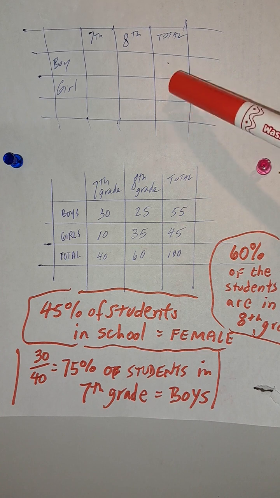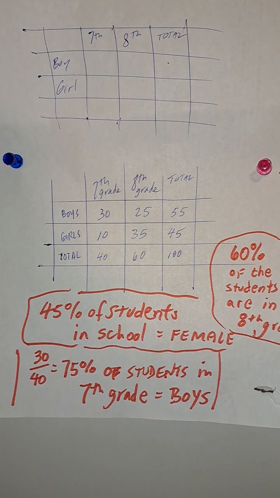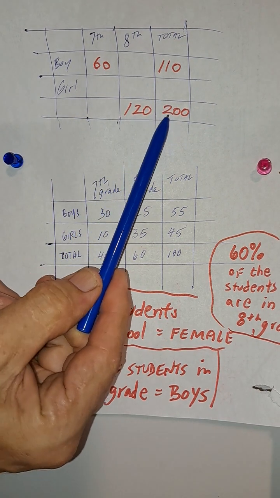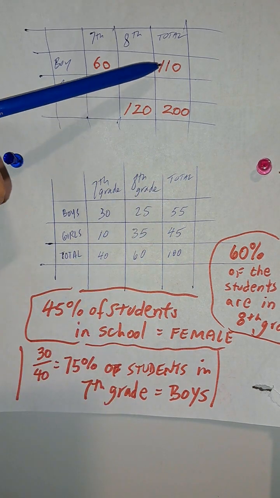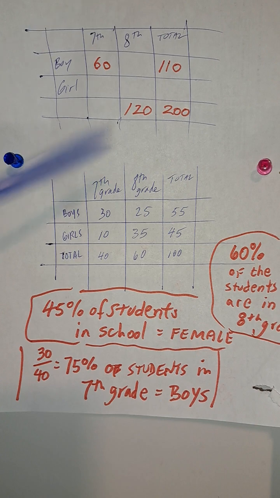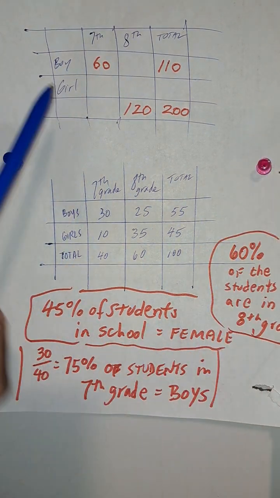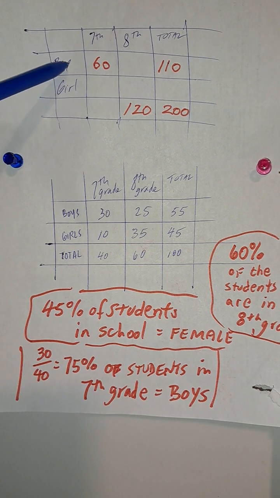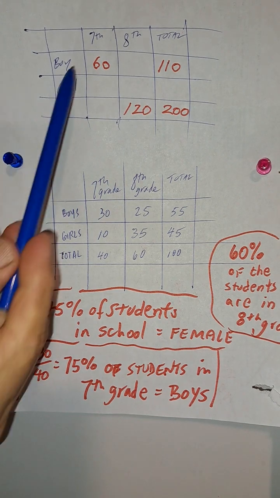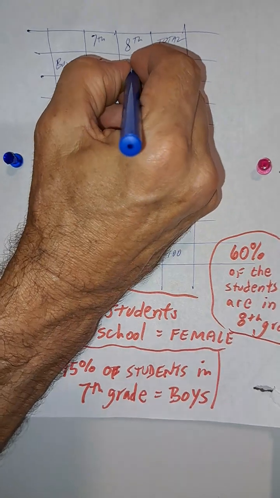It becomes more interesting when we change it. So let's try right now. Notice what happens if we give you the total number and we tell you only a few of these numbers. We can usually find out all of the other ones. For example, if we know that all of the boys in the two grades are 110, and there's 60 in the 7th, then we must put 50 here.